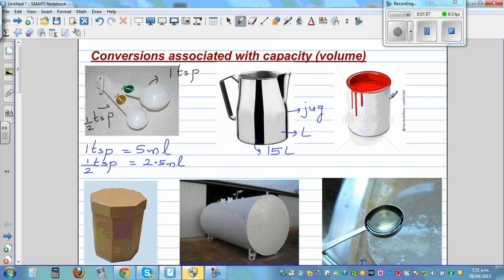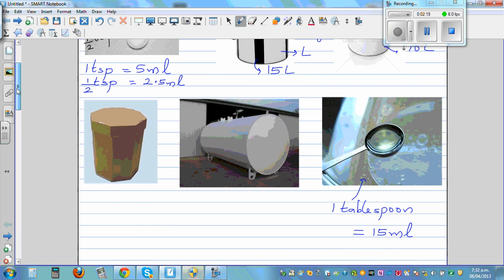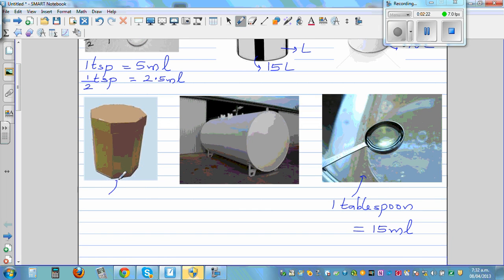So this is again a paint container. This is also measured in liters, and the letter that we use for liter is L, and this may be about, say, 10 liters, not milliliters, 10 liters. I'll talk about the conversion later on. This is an ice cream container. This is also measured in liters. This may be about, say, 5 liters.